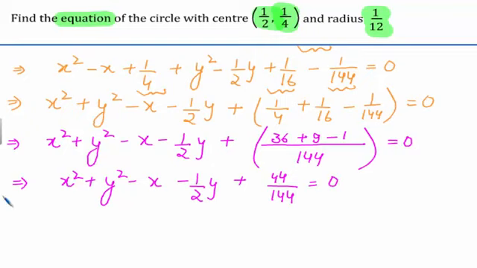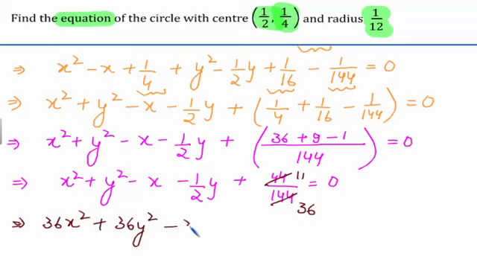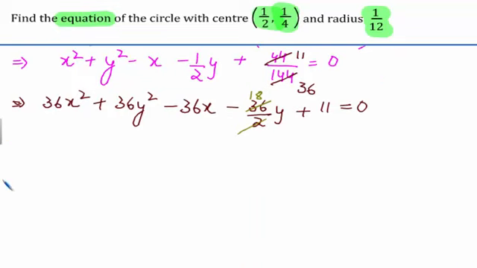Now 4 elevens are 44 and 4 into 36 gives 144. So multiplying the equation by 36, this implies that 36x square plus 36y square minus 36x minus 36/2 into y plus 11 is equal to 0. Now 2 into 18 is 36, therefore this is the required equation of the circle.